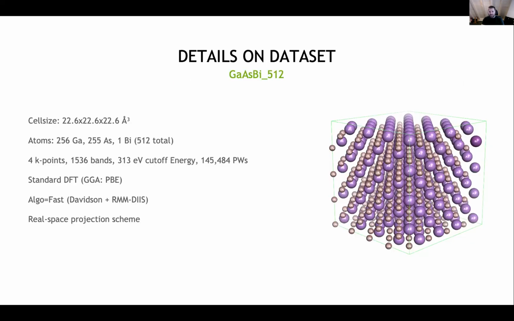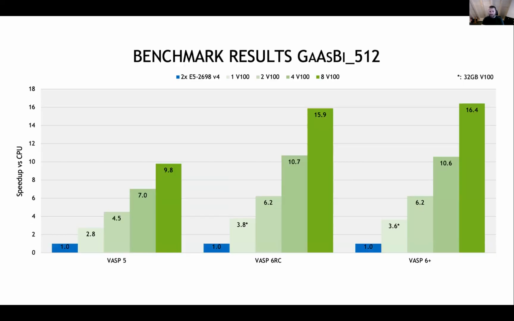And basically, it comes down to looking at the whole profile, the whole timeline, and getting something like 90% or 95% even, depending on the benchmark, running on the GPU.